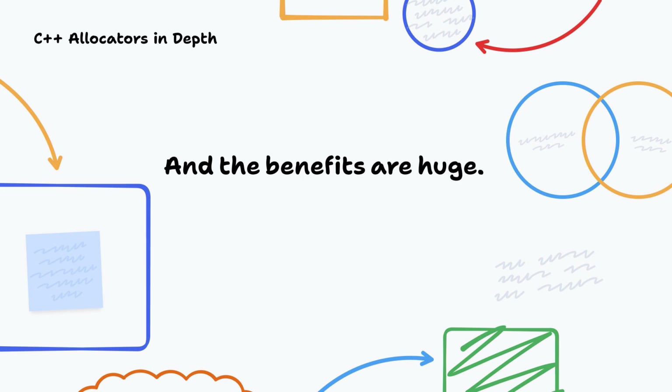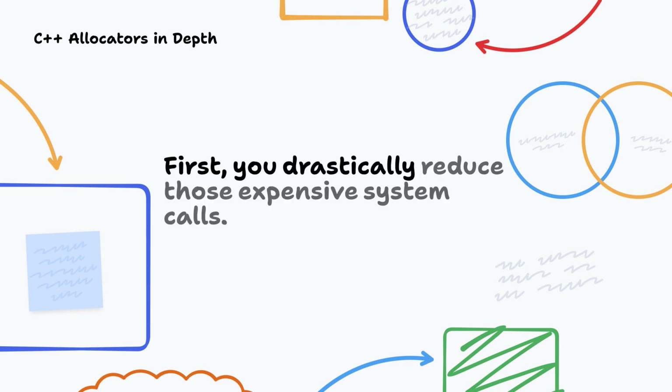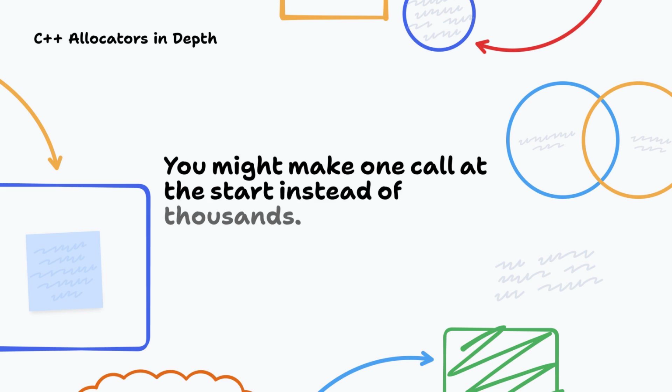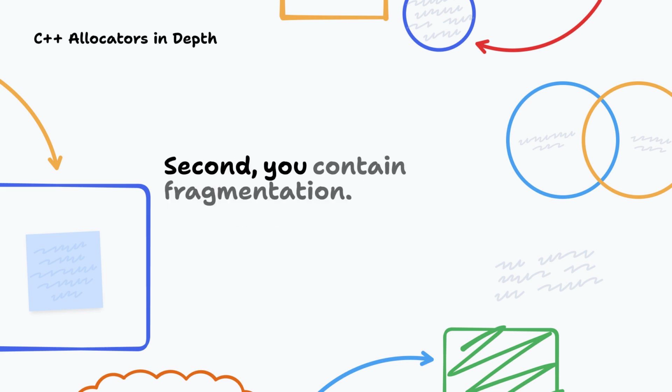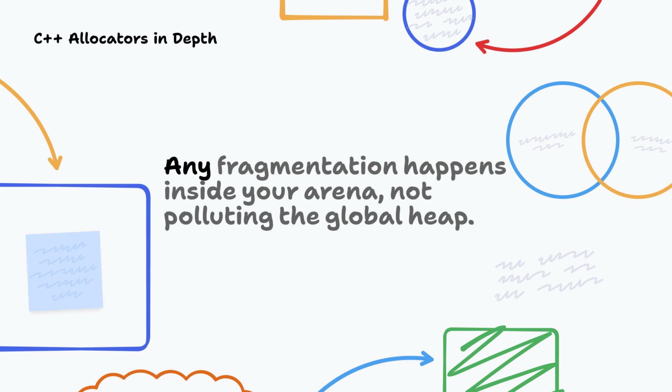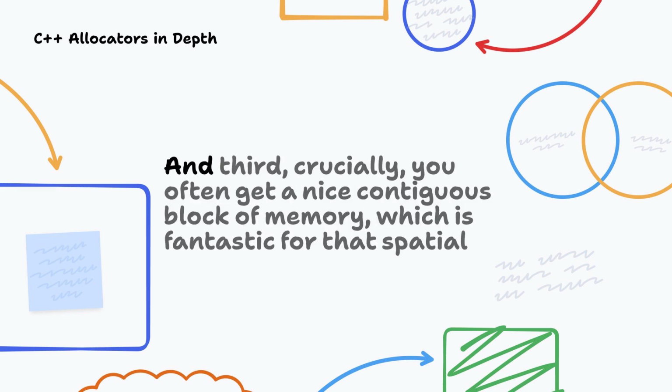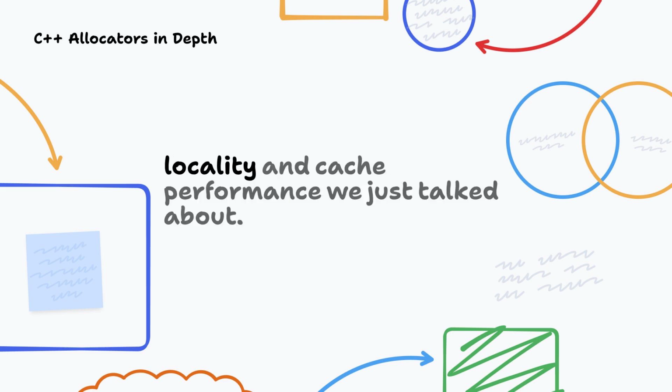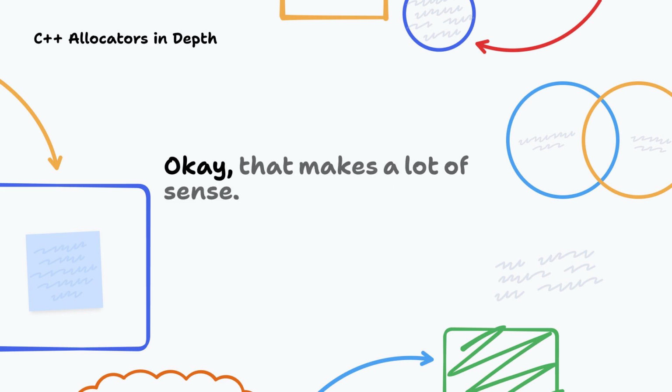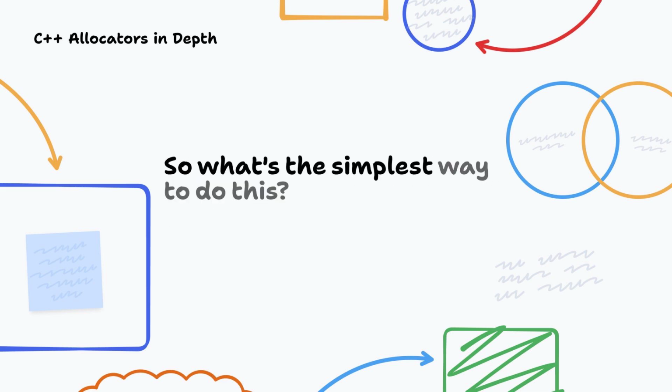And the benefits? Huge. First, you drastically reduce those expensive system calls. You might make one call at the start instead of thousands. Second, you contain fragmentation. Any fragmentation happens inside your arena, not polluting the global heap. And third, crucially, you often get a nice contiguous block of memory, which is fantastic for that spatial locality and cache performance we just talked about. Okay, that makes a lot of sense. So what's the simplest way to do this?